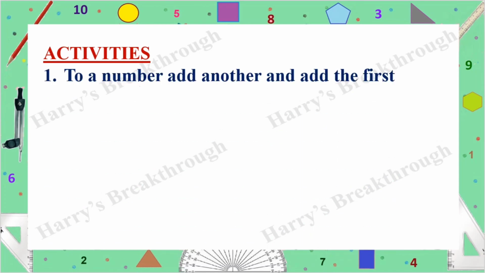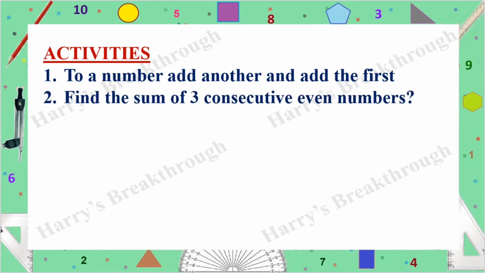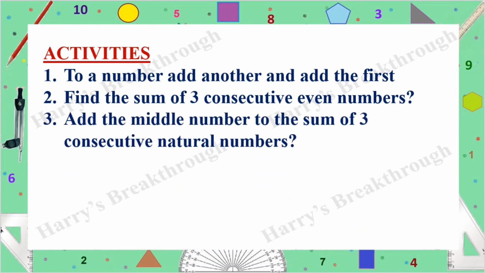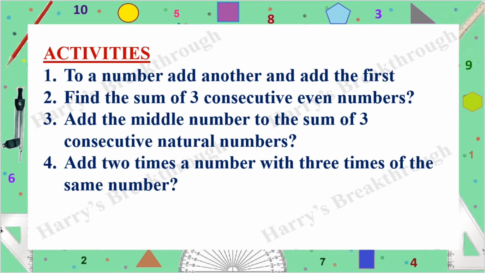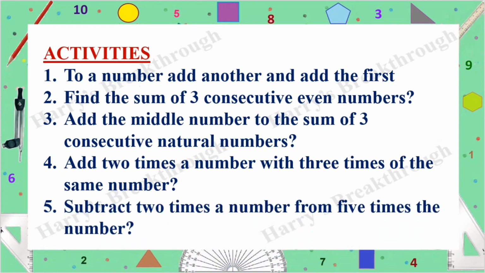First one, to a number, add another and add the first. Second one, find the sum of 3 consecutive even numbers. Third one, add the middle number to the sum of 3 consecutive natural numbers. Fourth one, add 2 times a number to 3 times the same number. Fifth one, subtract 2 times a number from 5 times the number. So you have to write the algebraic form of these questions.